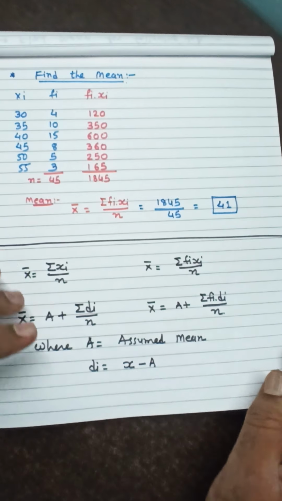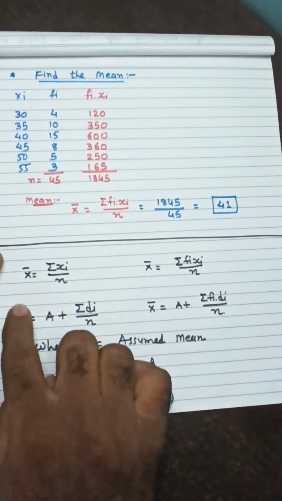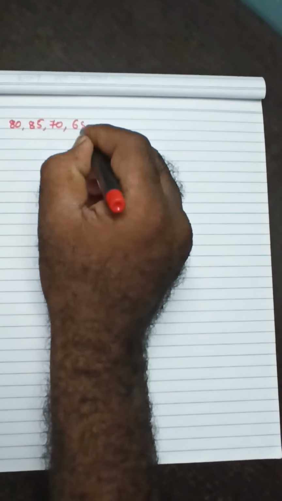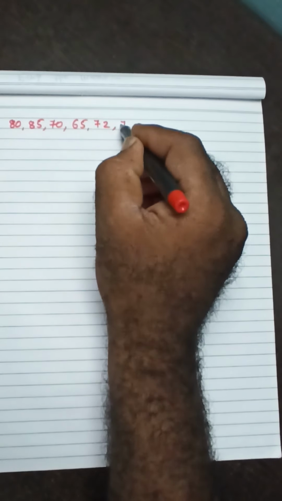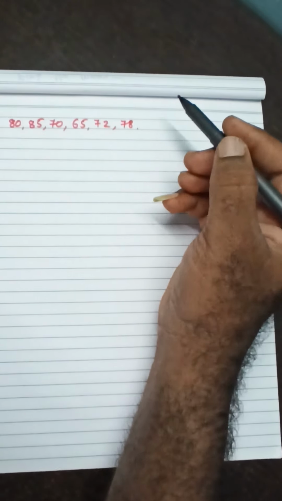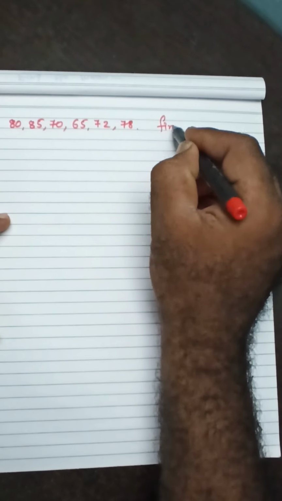Now we will use this formula. Another question for the day. Suppose the observations are given like this: 80, 85, 70, 65, 72 and 78. Okay, find the mean.